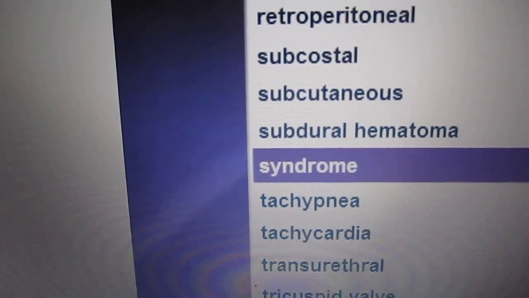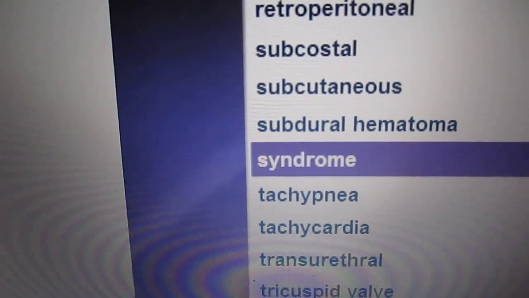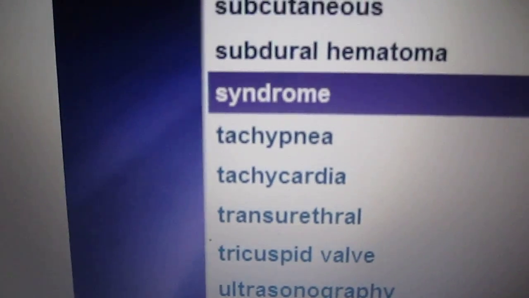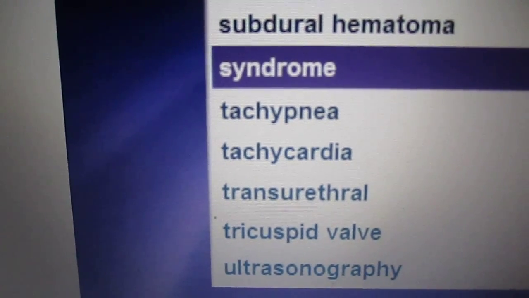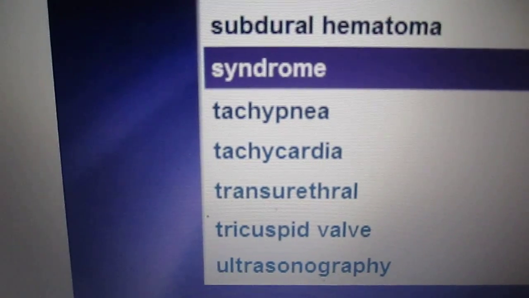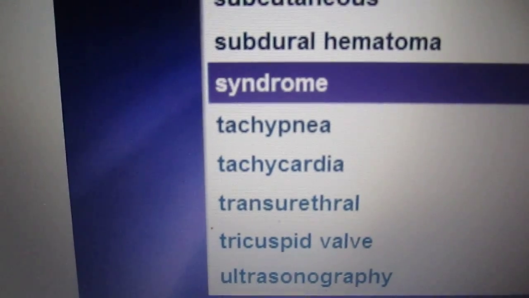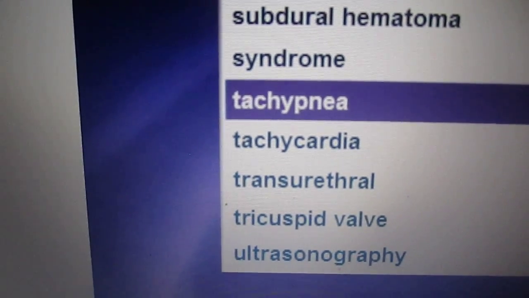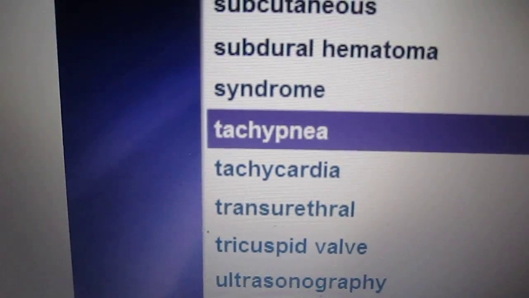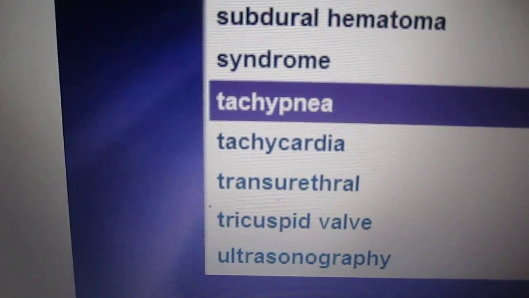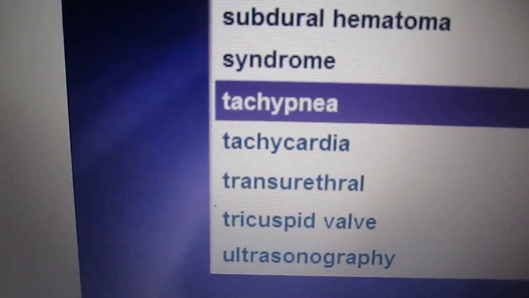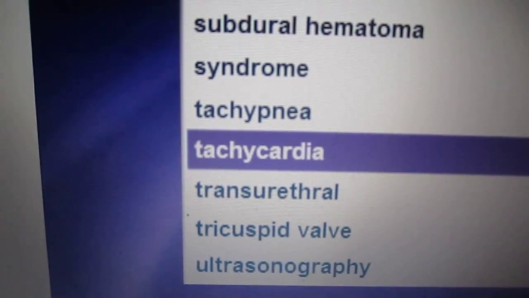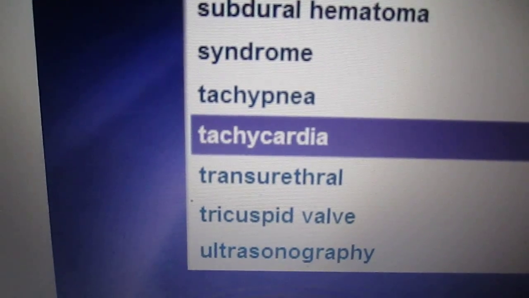Syndrome. A syndrome is a group of signs and symptoms that occur together, indicating a particular condition or disorder. For example, carpal tunnel syndrome is marked by pain, numbness, and tingling in the thumb and fingers of the hand. Tachypnea. The prefix tachy means rapid or fast. Tachypnea is rapid breathing. Tachycardia. Tachy means fast. Tachycardia is rapid heartbeat.